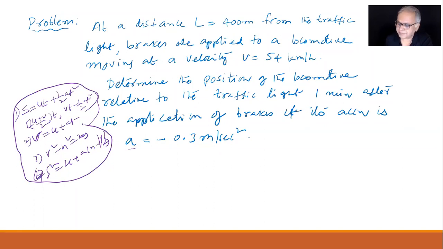So tell me. Sir, I used s equals ut plus half at square, sir. All right. What answer did you get? I got 800.3. What? 800.3. No, just a minute. Maybe I made a calculation mistake.